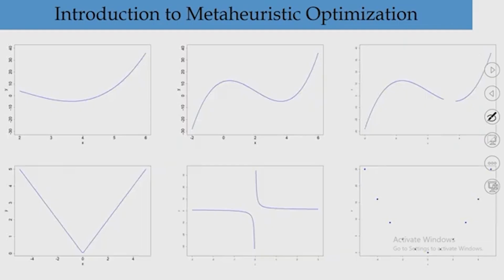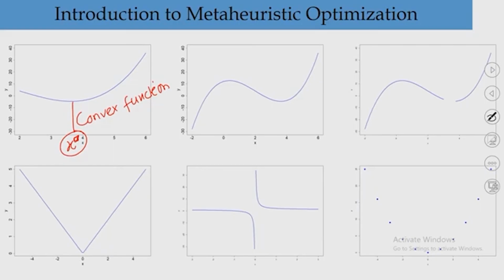Now, I have shown you some functions here. The first function is a convex function, is it not? So, I can apply the classical optimization technique and I can obtain the global as well as local optimal solution of this problem. This is a local optimal solution as well as the global optimal solution of the problem, because this is a convex function.